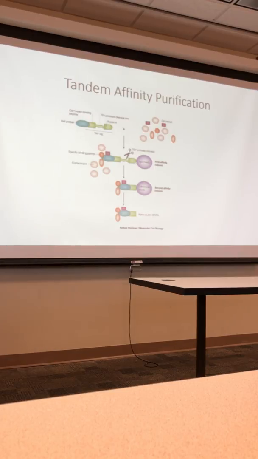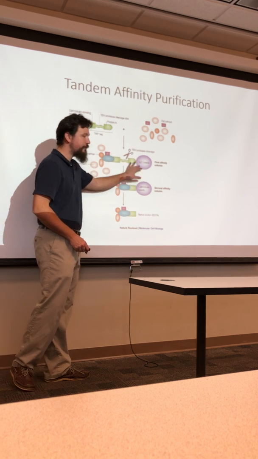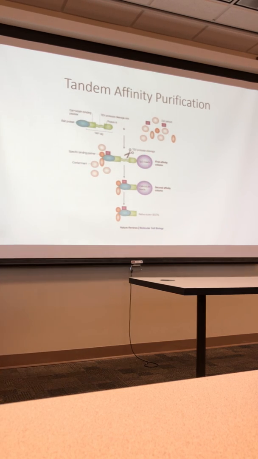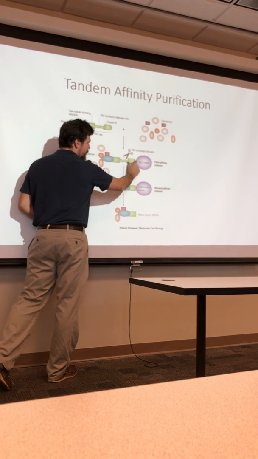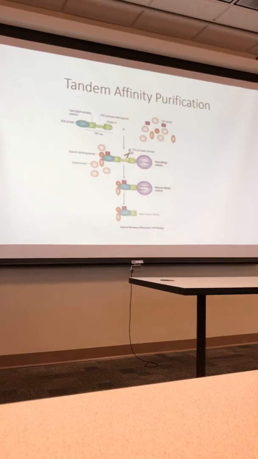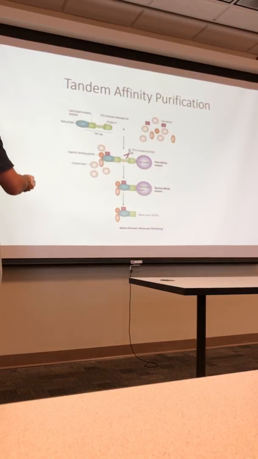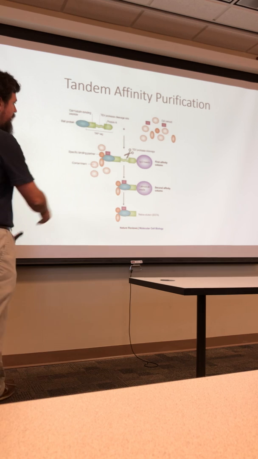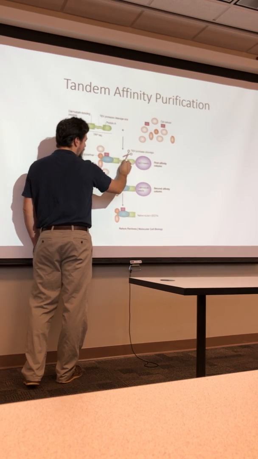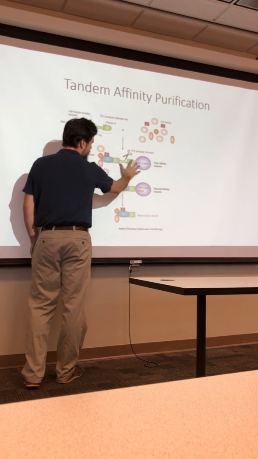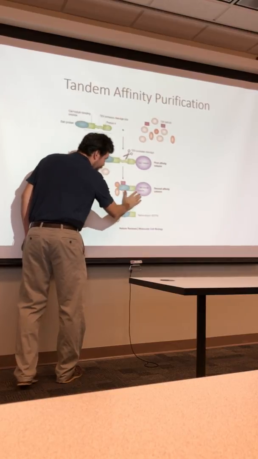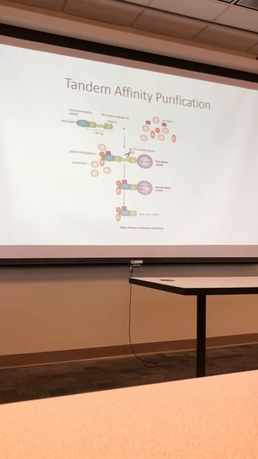We can mix it with our cell extract, and then we have a first column that has beads that are covered with an antibody specific to protein A. So it immobilizes that. Then we can wash away anything that's not interacting with it. Then we can clip the tag, the A tag, with the TEV protease, so that now we have a soluble protein that's not permanently bound, and then we bind it to a second affinity chromatography column that binds to calmodulin.